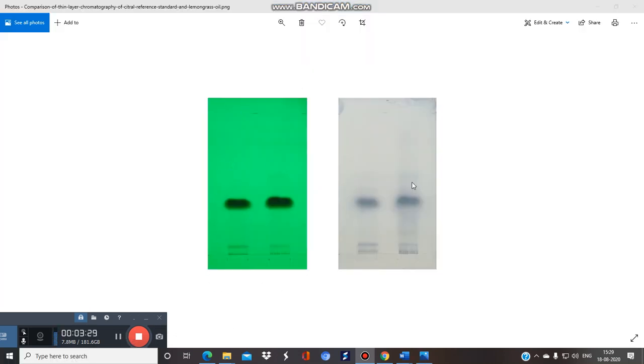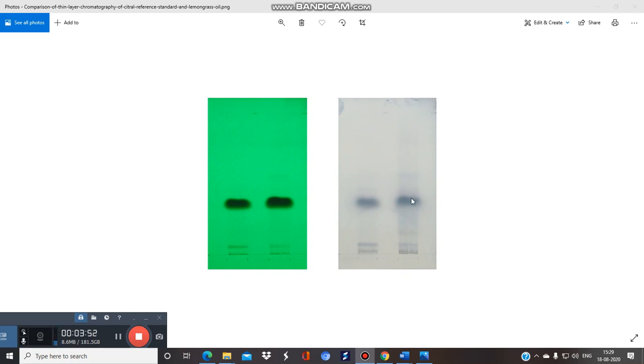Suppose this is the TLC plate. So just see this plate. This is under the UV light. We use two types of UV light in TLC: long UV and short UV. Long UV is 366 nanometer wavelength, and the short UV is 254 nanometer. So suppose this is your TLC plate in the UV light and in the normal ordinary light.